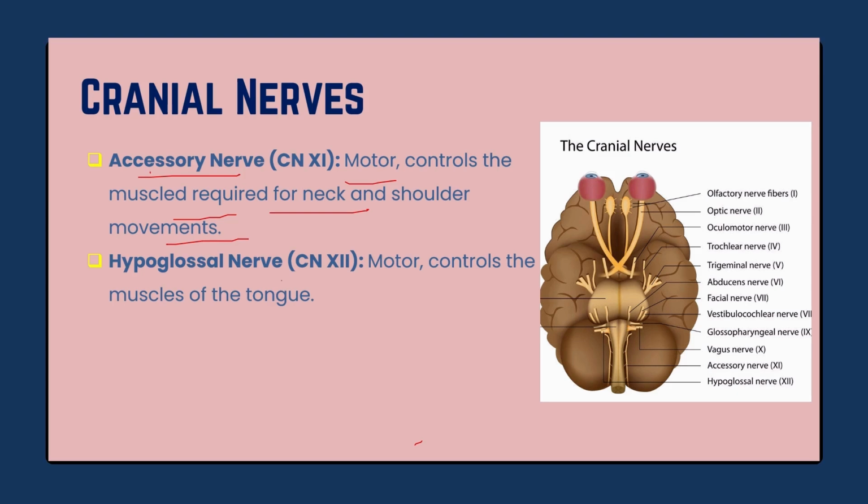Last one, cranial nerve number 12, we have hypoglossal nerve. This is also motor in function. It controls the muscles of the tongue. Okay, so we have discussed all the 12 nerves.